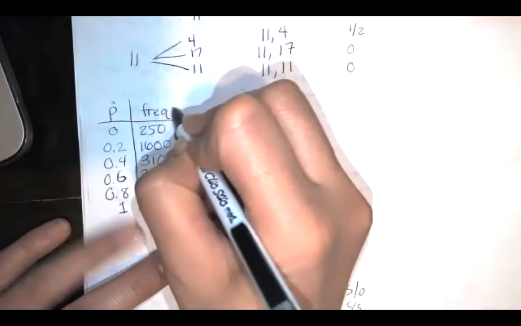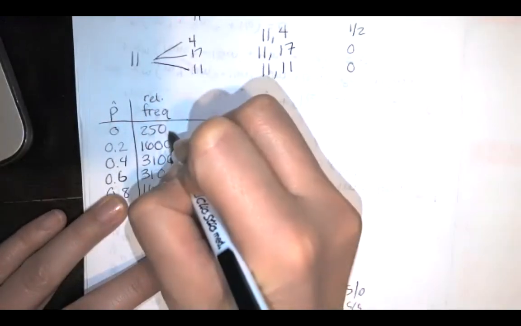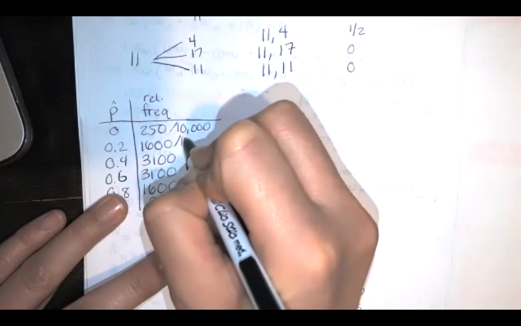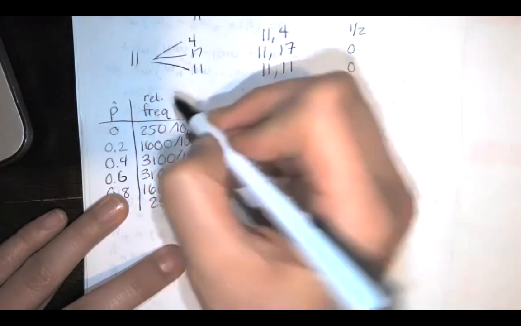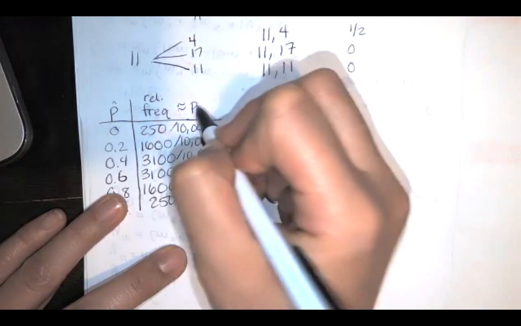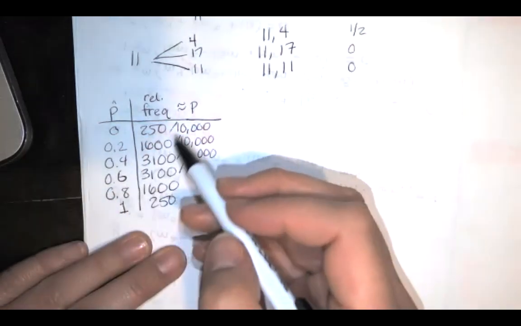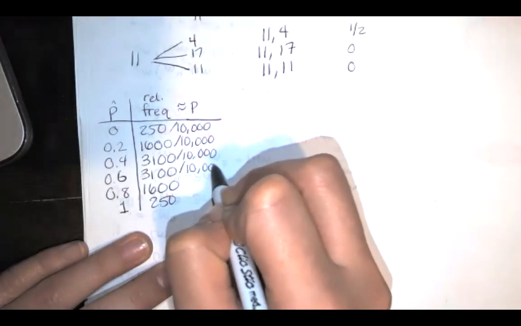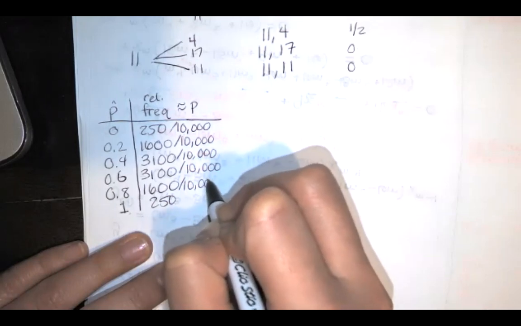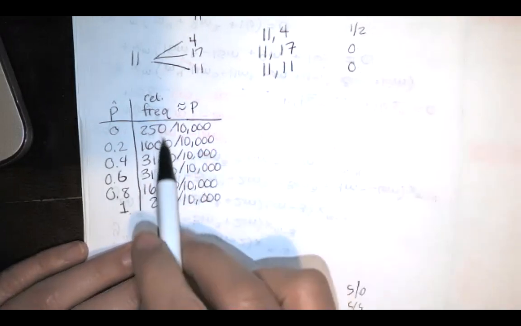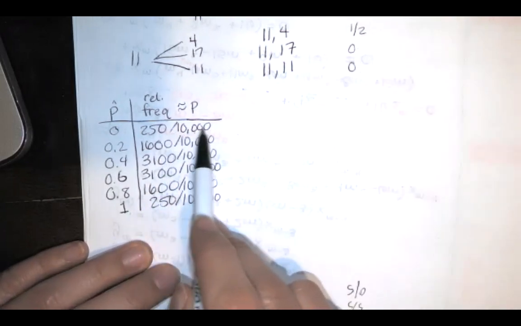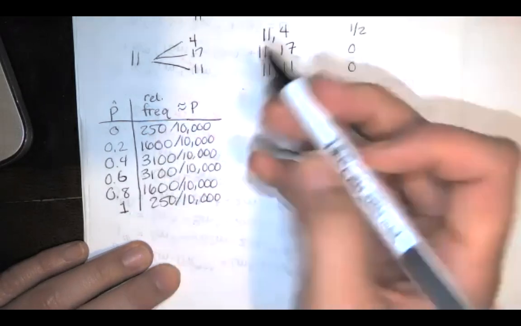Okay. Are you with me? I hope you're with me. Now, if I want to make this into a relative frequency, I have to divide by that 10,000. Now, this relative frequency is going to give you an approximation of that probability of getting this outcome p-hat. And if I'm dividing by 10,000 here, that's like moving that decimal over 4 times.